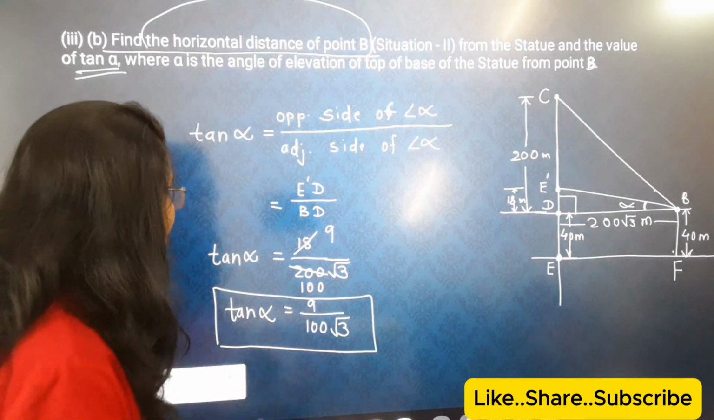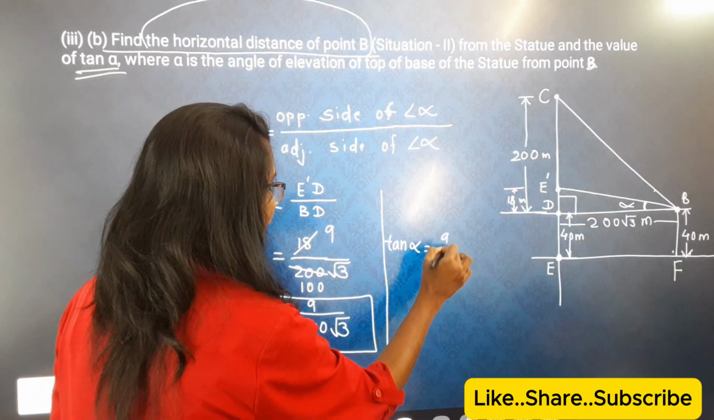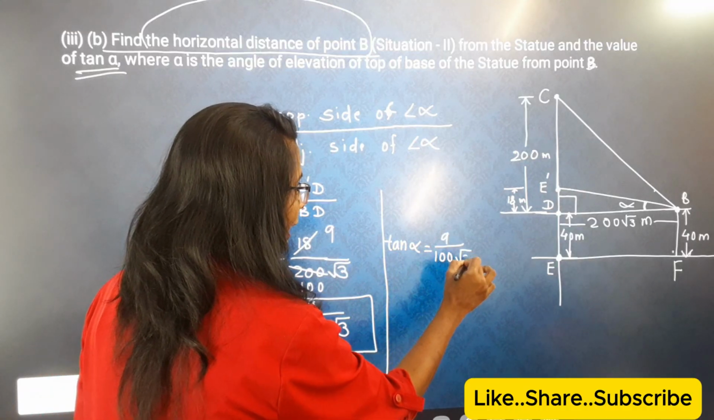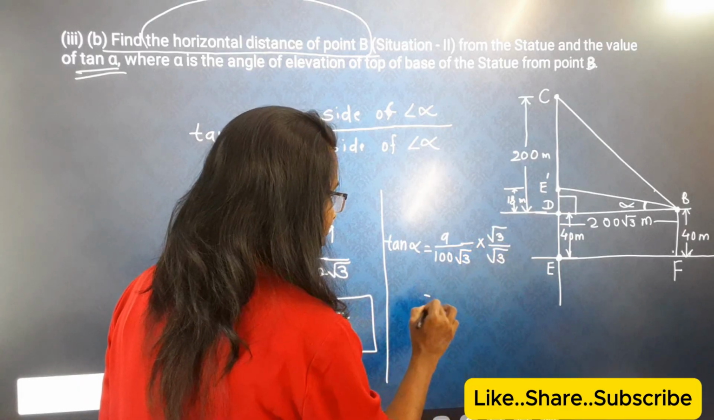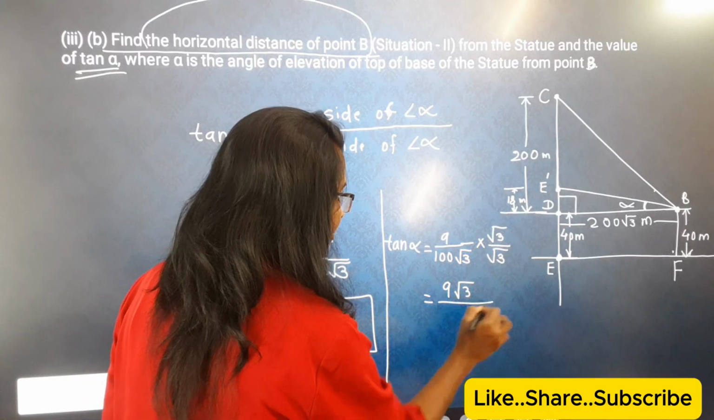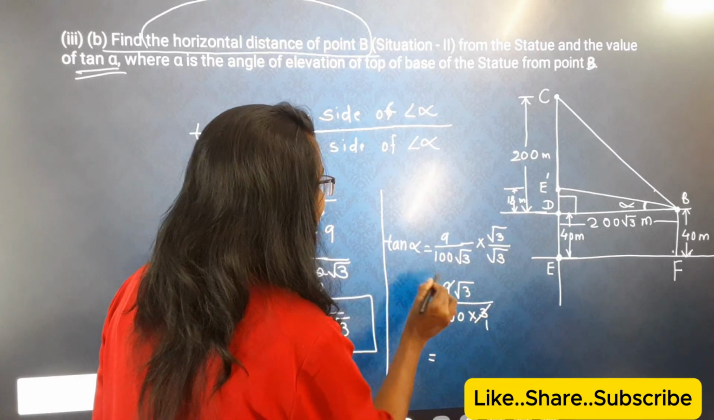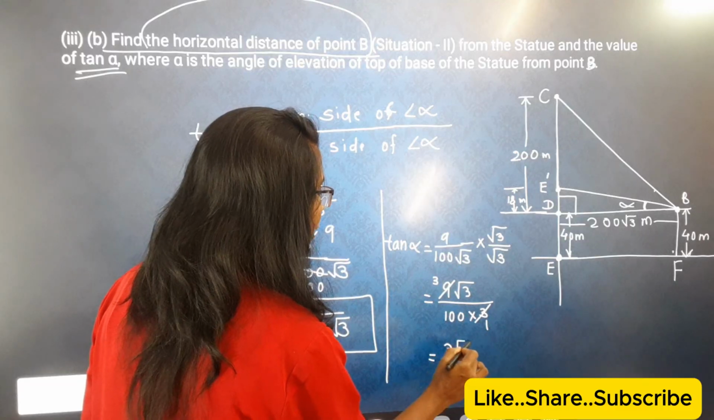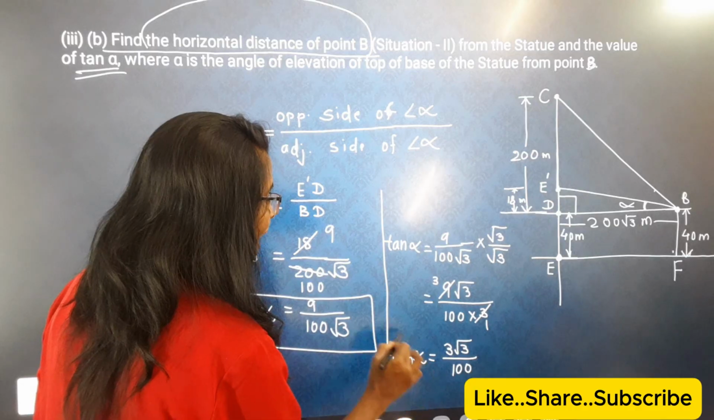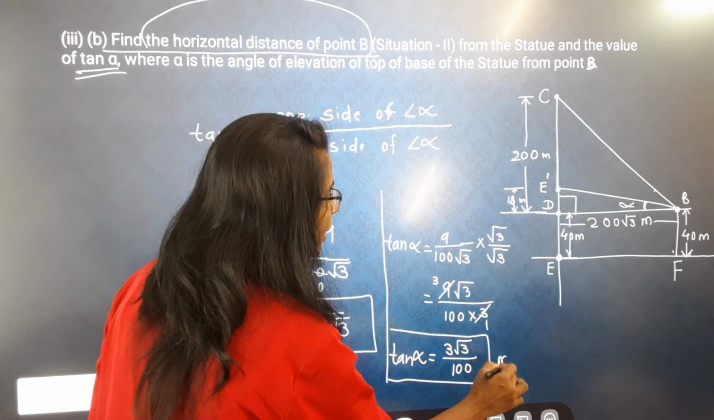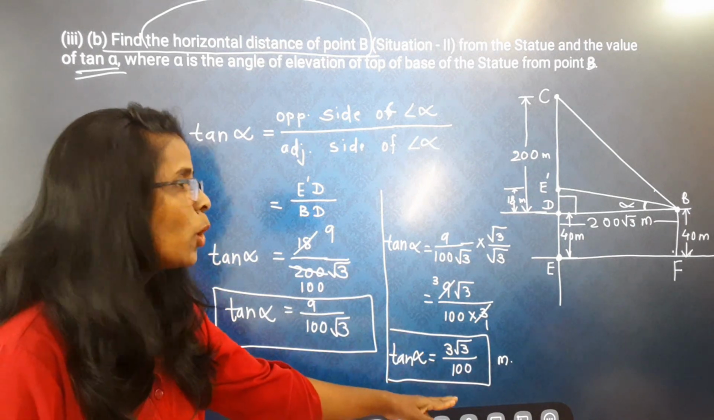So further we simplify: tan alpha is equal to 9 upon 100 root 3, and then rationalization, that is multiply and divide by root 3. So here, students, 9 root 3 divided by 100 multiply 3. Now in the simplest form, 3 ones are 3 and 3 threes are 9. So here 3 root 3 upon 100. So this would be the final answer. This would be the final answer of tan alpha, students, that is 3 root 3 upon 100 meter.